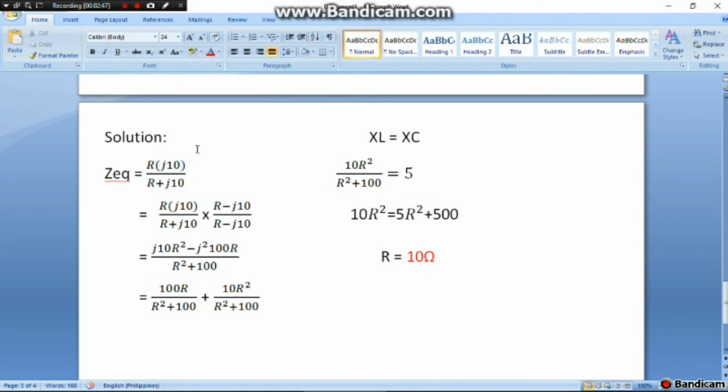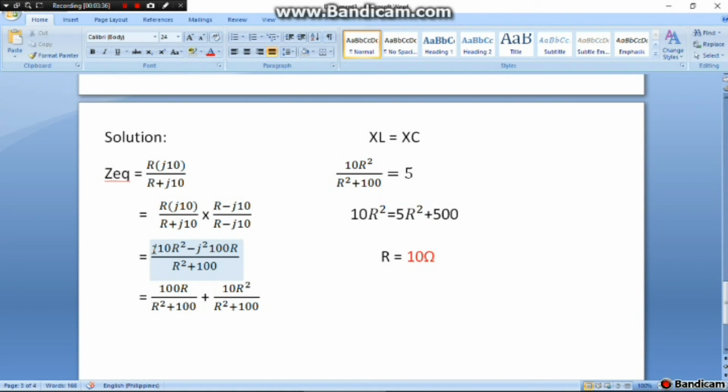resistance 1 times resistance 2 over resistance 1 plus resistance 2. So to find the total impedance of the parallel branch, we must multiply the resistance and the inductive reactance. So let us multiply R times j10 over R plus j10, so that we can solve for the value of R. We must multiply it by its conjugate. The conjugate of R plus j10 is R minus j10.